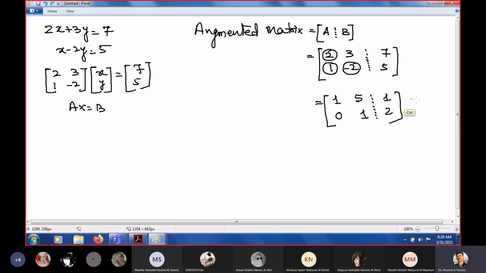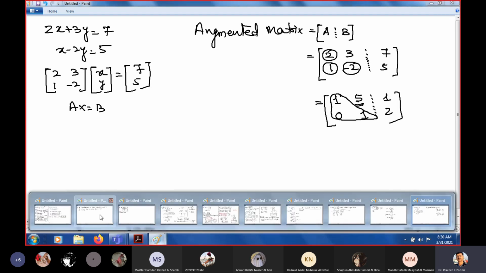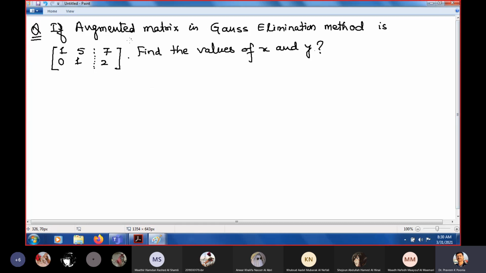What is the difference between Gauss elimination and Gauss Jordan? In Gauss Jordan, this will be 0. But in Gauss elimination, this entry we will not change. We will only change these 3 entries. Clear? So what is the question? The question is, if the augmented matrix is directly given, you need not do anything. If the augmented matrix in the Gauss elimination method is given, it means they have not given you equations.